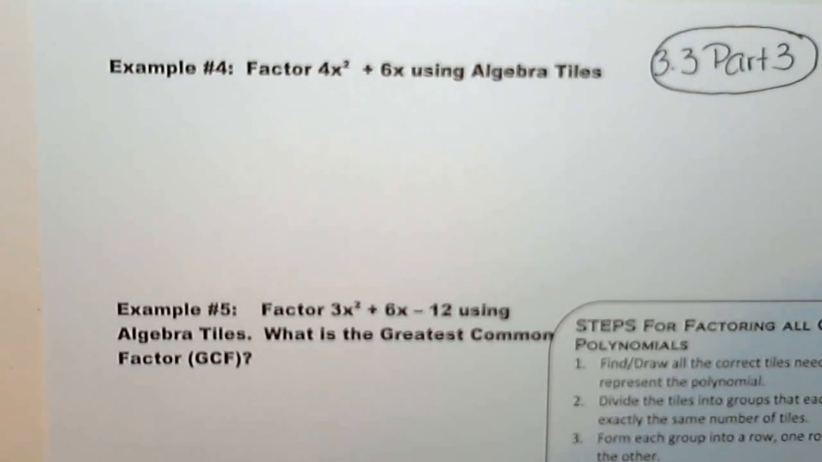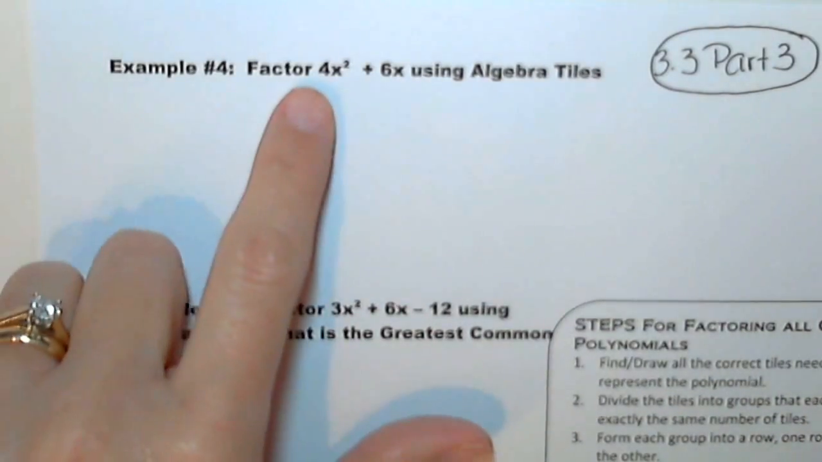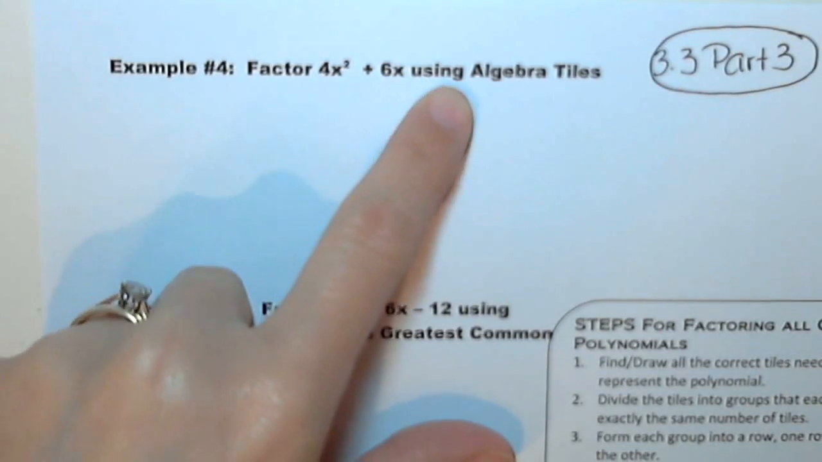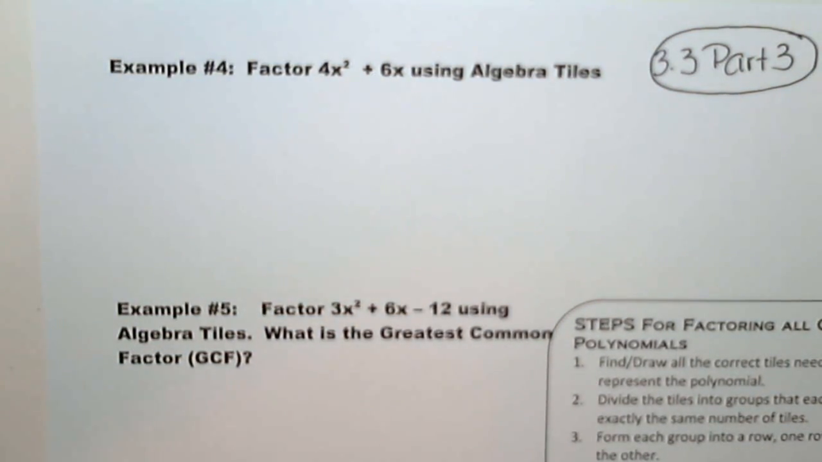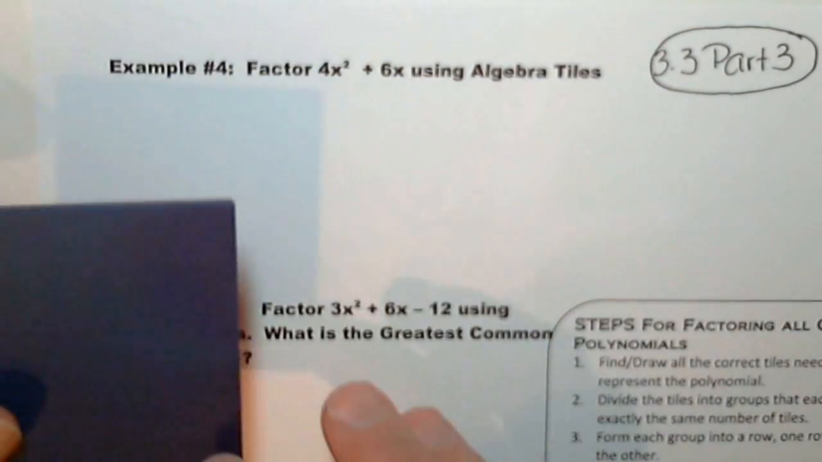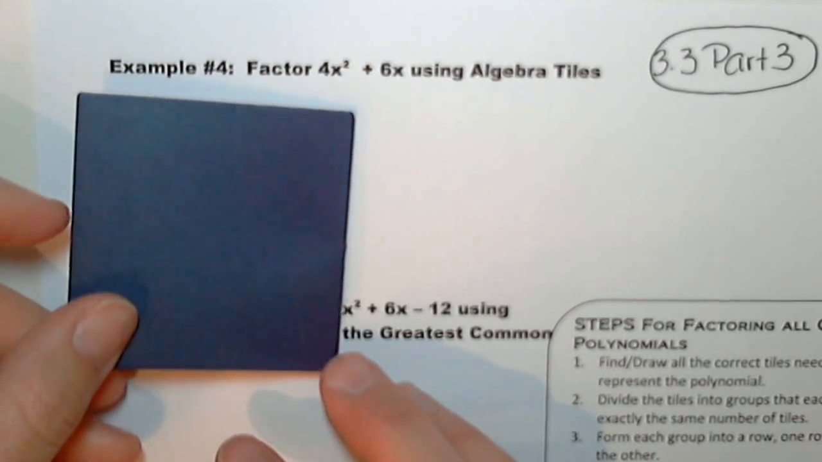This is 3.3 part 3. And the first thing we're asked to do is factor 4x squared plus 6x using algebra tiles. And sometimes it's actually easier just to use the actual algebra tiles because you see how they fit together properly. So what we're asked to factor is 4x squared plus 6x.